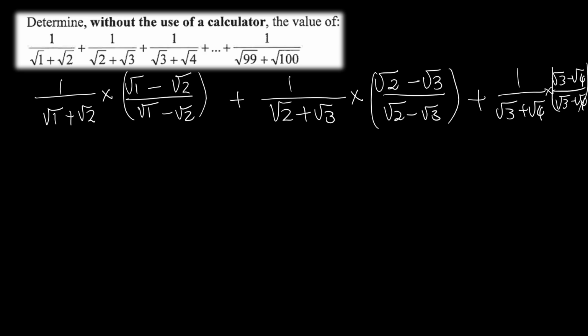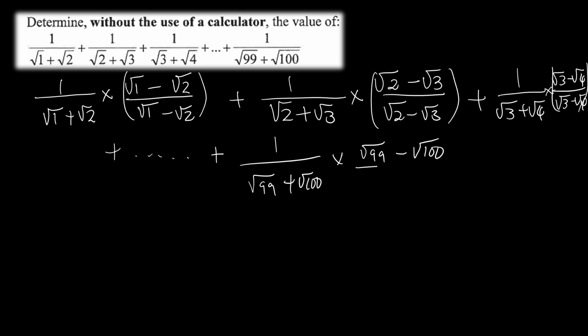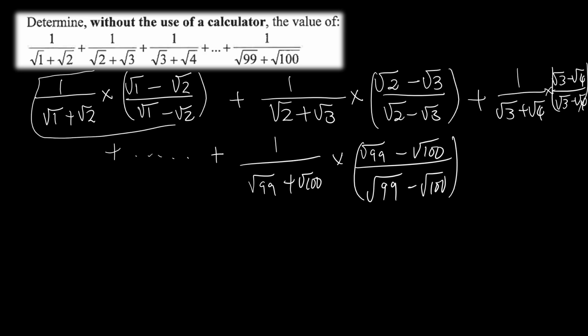Okay, so we're just going to look at the pattern and see what happens there. The last term is 1 over root of 99 plus root of 100. So we're going to multiply this by root of 99 minus root of 100 divided by root of 99 minus root of 100. Okay, so obviously, top times top on this first expression.